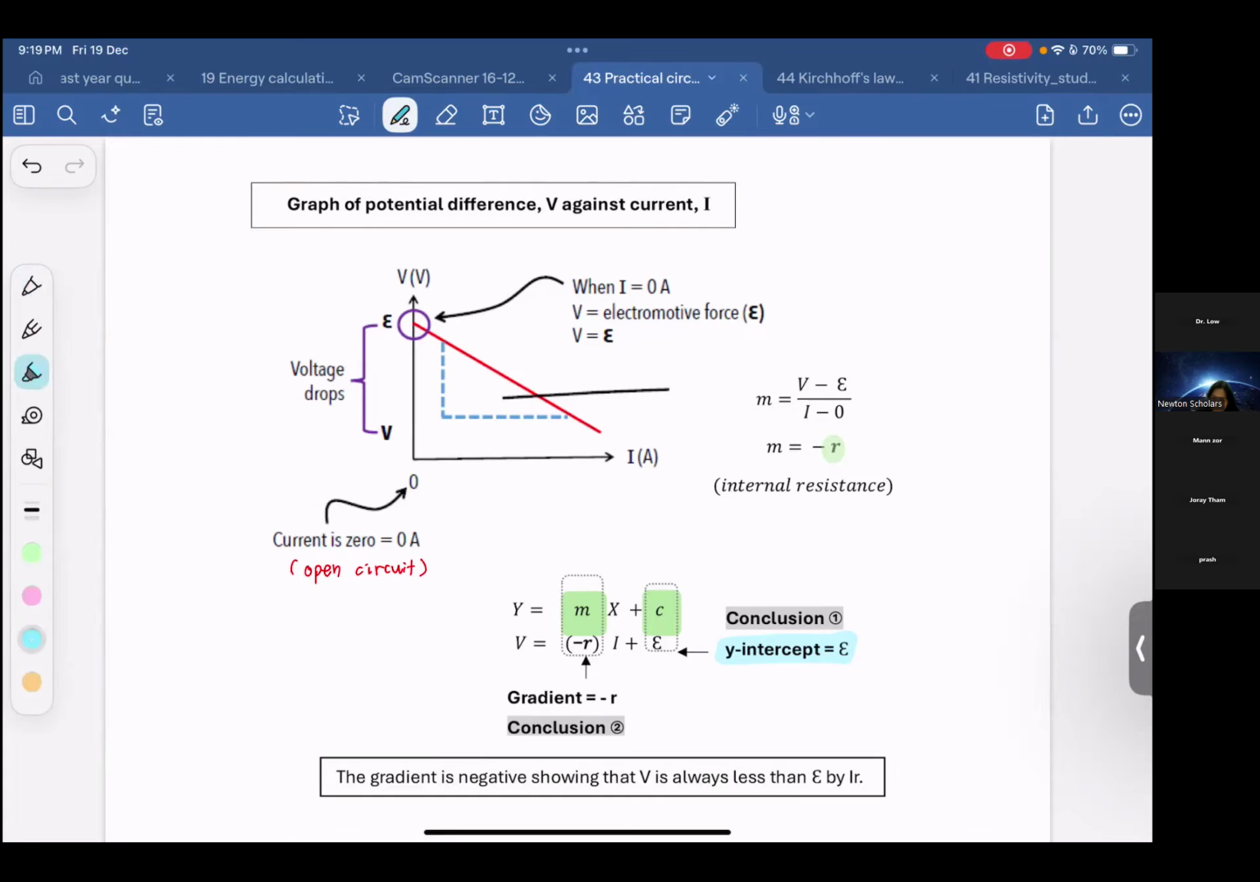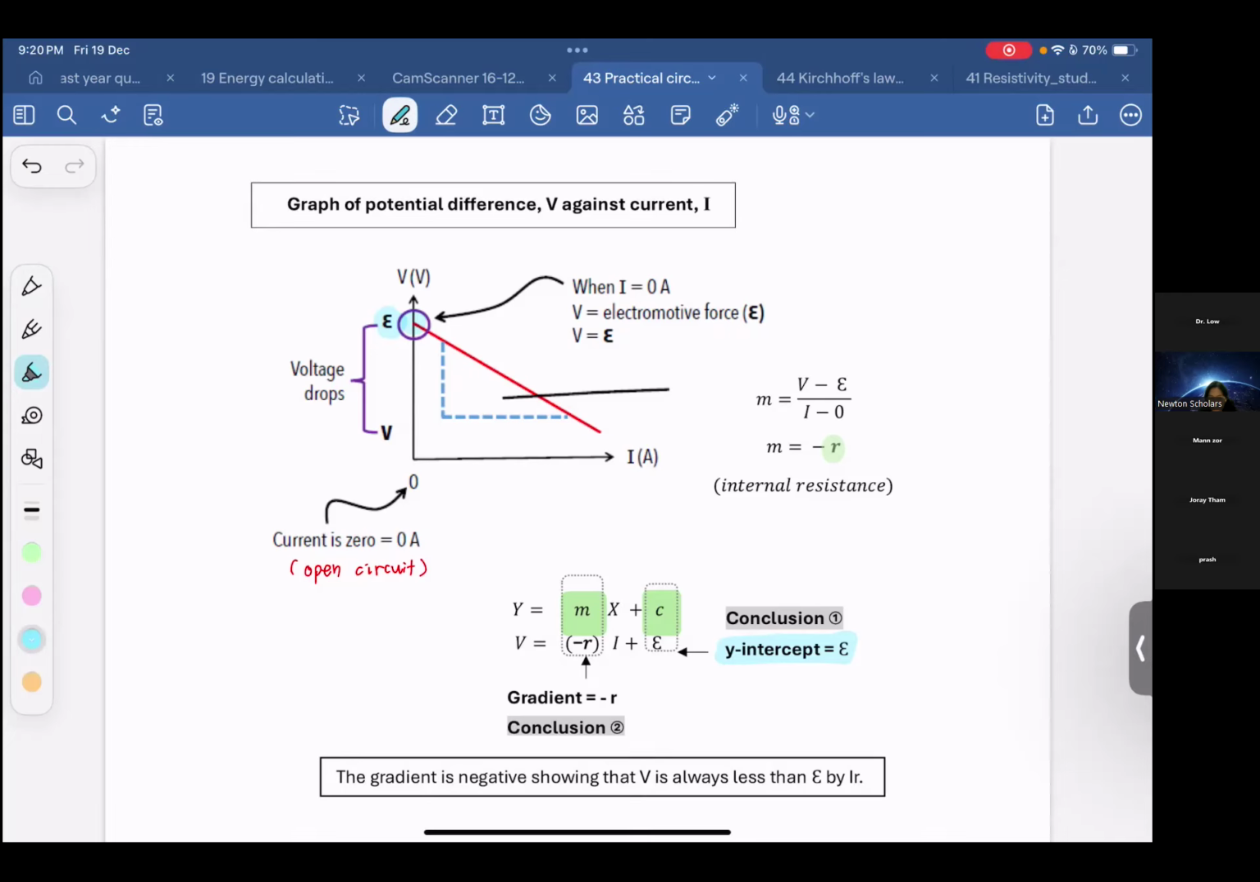So this part touching your y-axis is the EMF value. One of the past year questions asks how you know that the EMF value is equal to this. How do we know from the graph? It's because when current is 0, that value represents EMF.